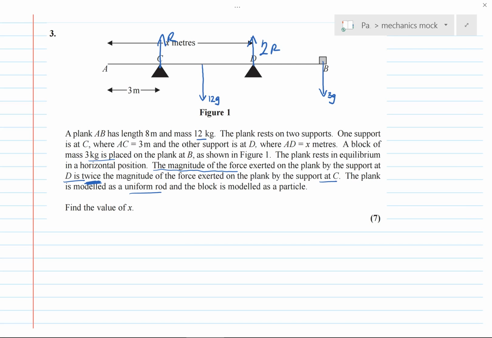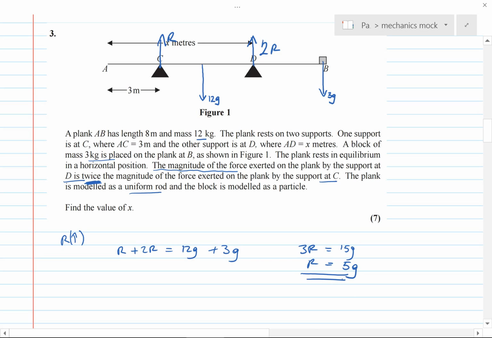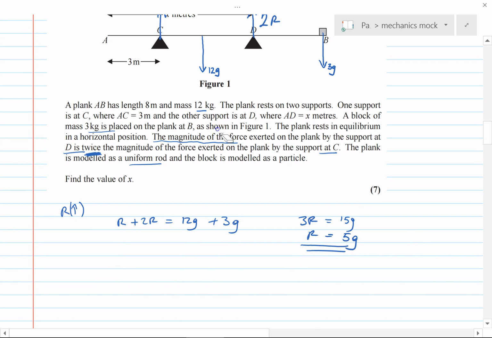So that's going to be quite easy to work out because we're going to resolve vertically. Often the easiest thing to do in these questions is to work out whatever forces you can by just resolving vertically. Now upwards we're going to have R plus 2R is equal to 12g plus 3g. So that gives us 3R equals 15g. So R equals 5g. Right, now you're going to make life difficult for yourself if you don't use that. There's a couple of marks in the mark scheme attached to doing just that.